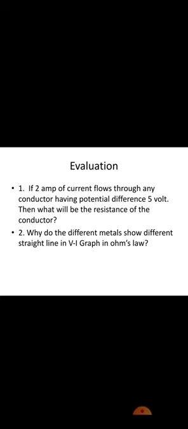Now evaluation, I want to check. If 2 ampere of current flows through a conductor having a potential difference of 5 volt, then what will be the resistance of the conductor? Here 2 ampere of current and 5 volt are given. So R equals V by I. V is given 5 and I is 2. Why do different metals show different straight lines in the VI graph of Ohm's law? I have also discussed this here.